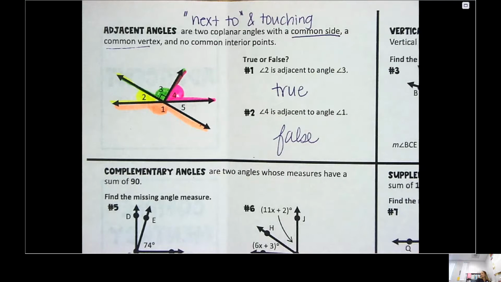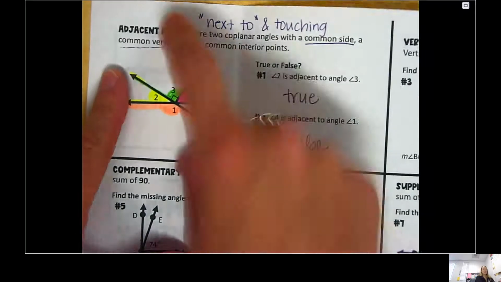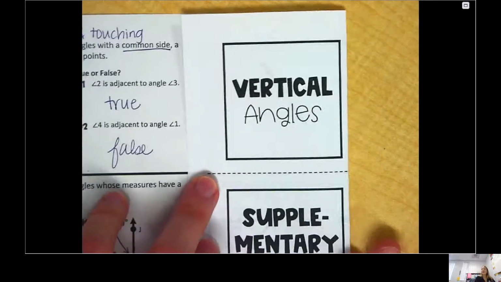Easy peasy, right? 2 angles right next to each other, that's adjacent. Great, you just figured out 1 angle type. Whew, only 5 more. Next one, I'm going to go across, we're not going down. The next one is right next to it: vertical angles.